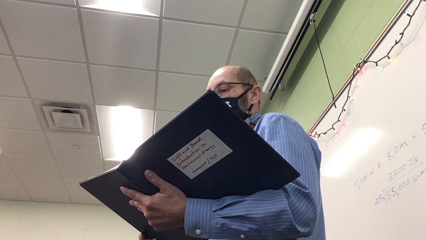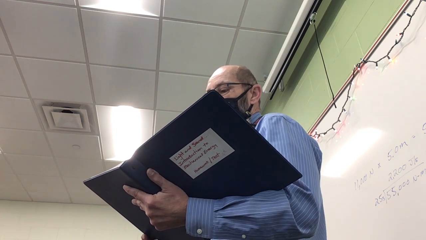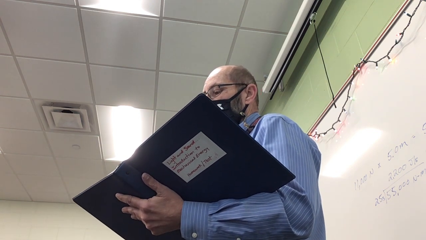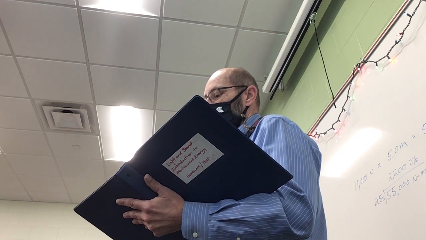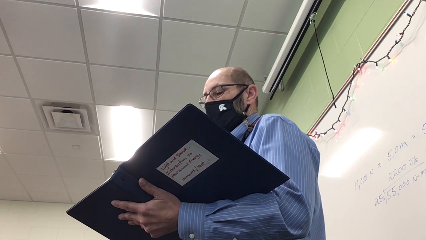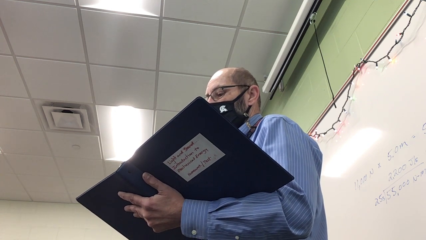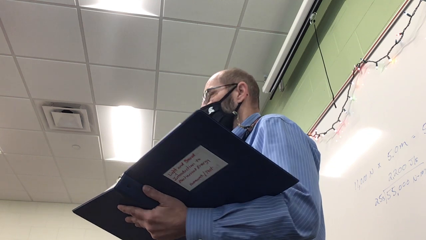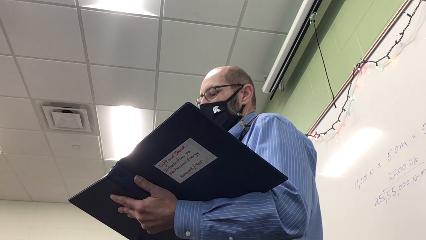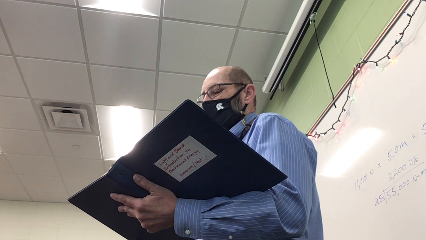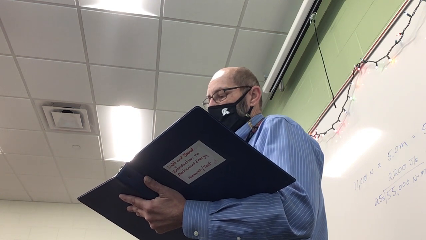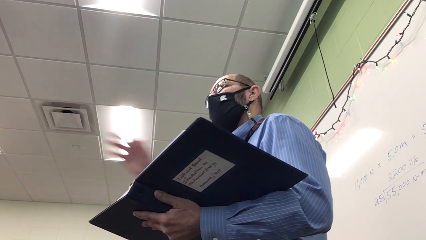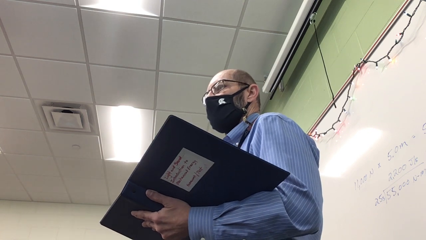Electrical power. When figuring out the electrical power, we use the current and the voltage. Current is measured in amps, and voltage is measured in volts, V-O-L-T-S. Current is represented in the equation with an I. What is current? The flow of electricity, if you would.